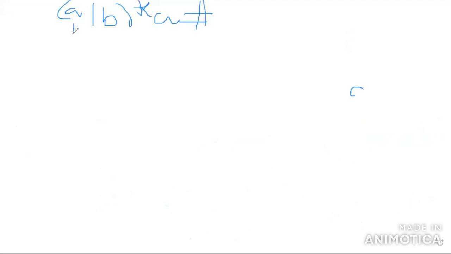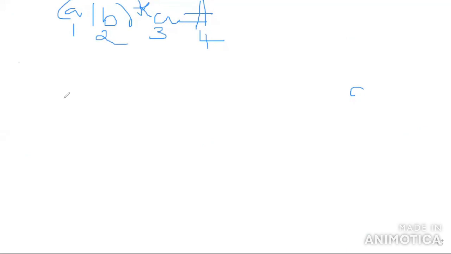Okay, now I have drawn the problem. What is the problem here? (a|b)*a#. It's correct? Okay. In that problem, a is 1, b is 2, a is 3, hash is 4. After that, you have to draw the syntax tree.